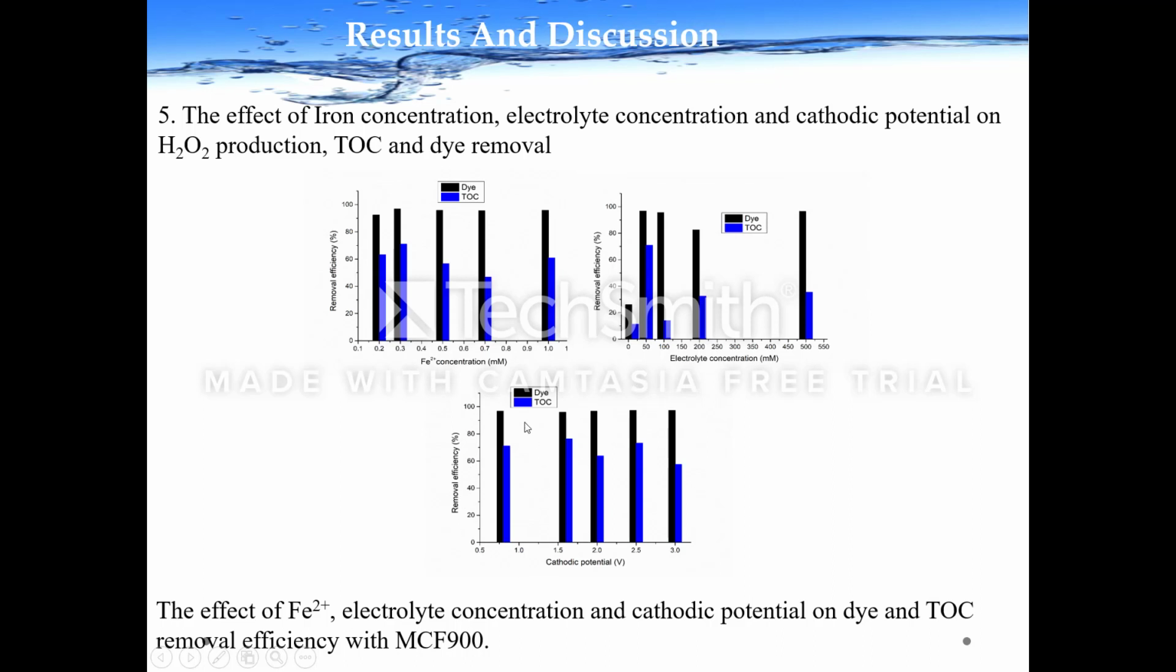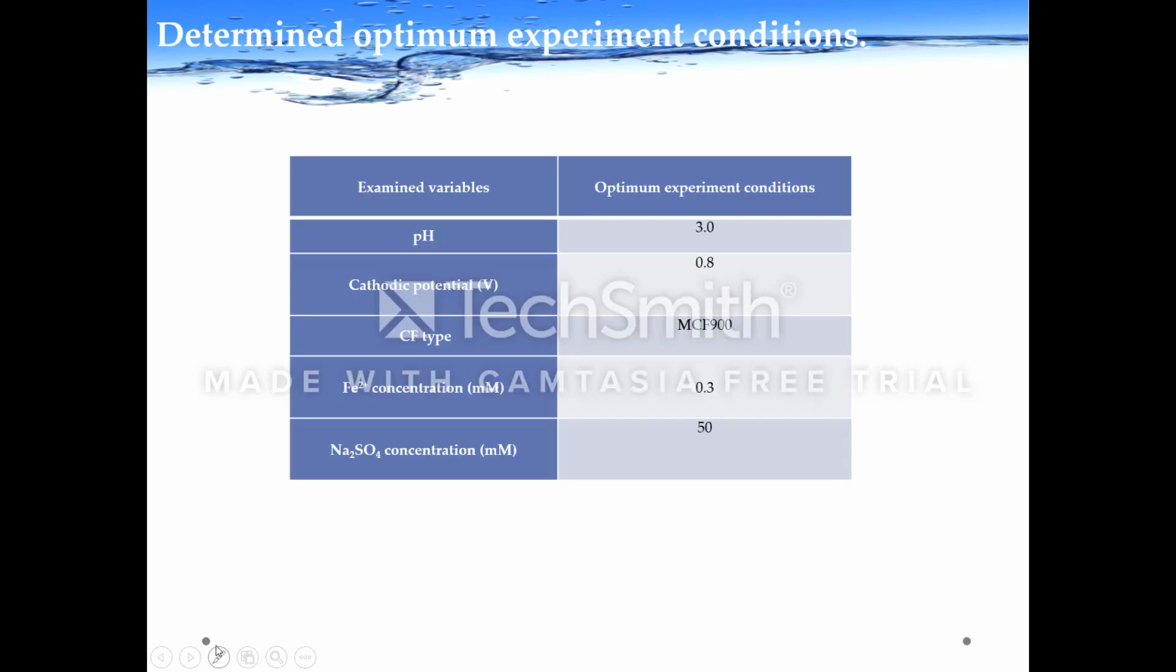Because, as you know, when we increase the cathodic potential, the cost of operation increases. You can see the optimum experimental conditions which we obtained.